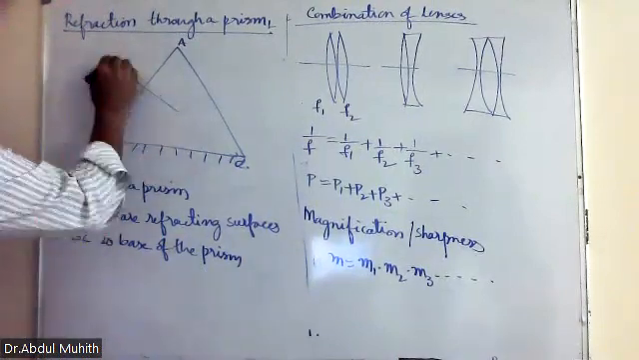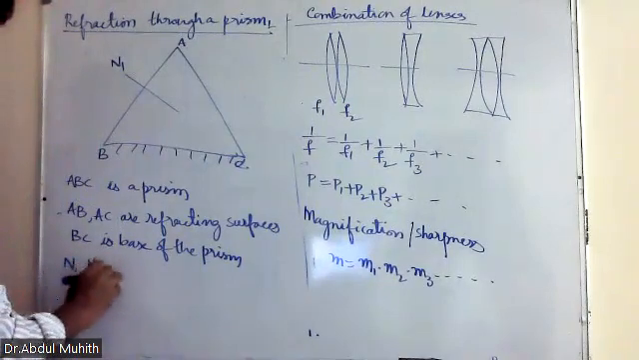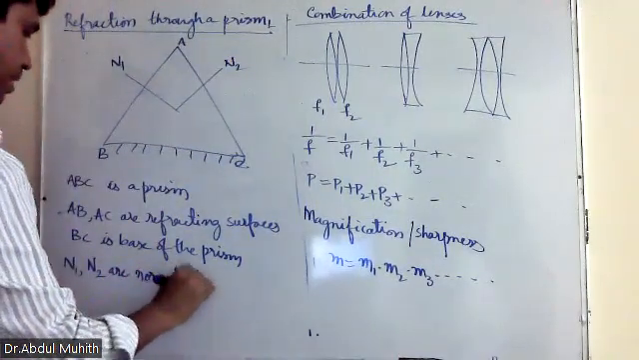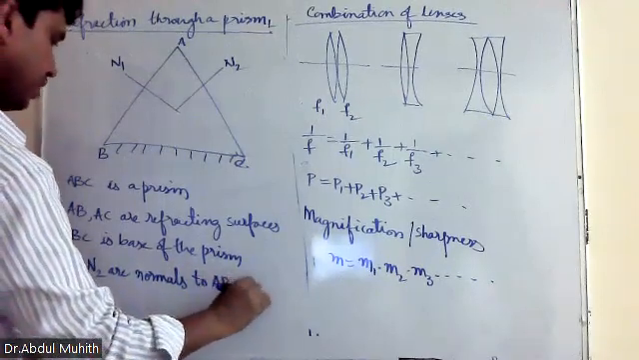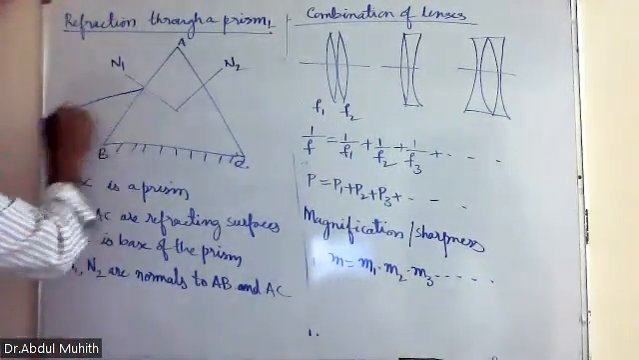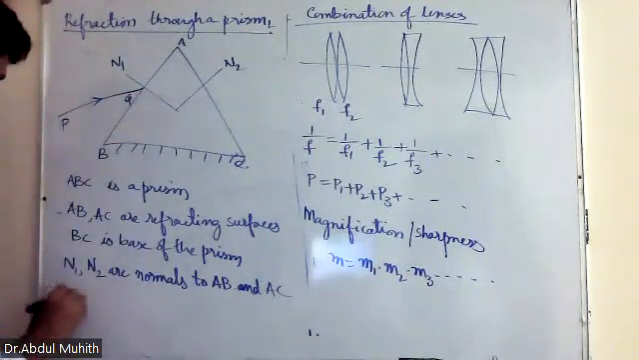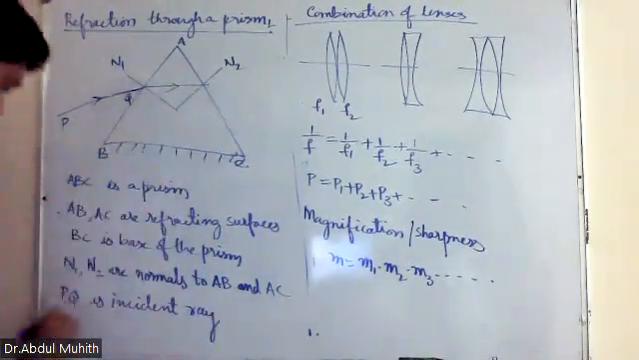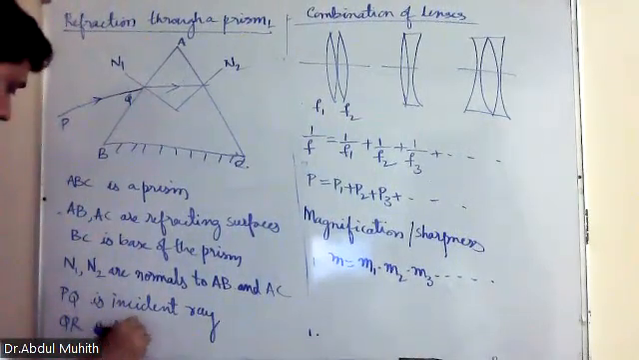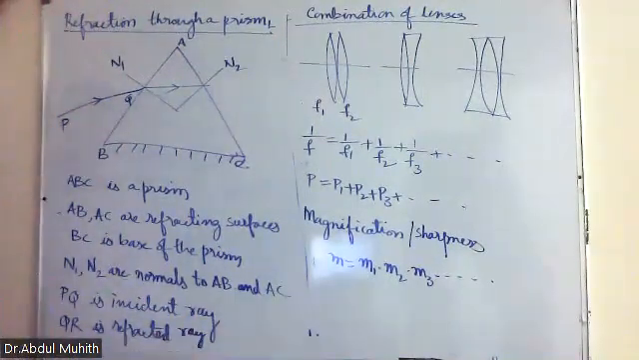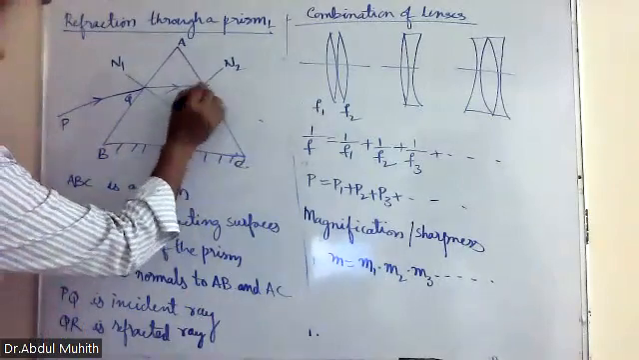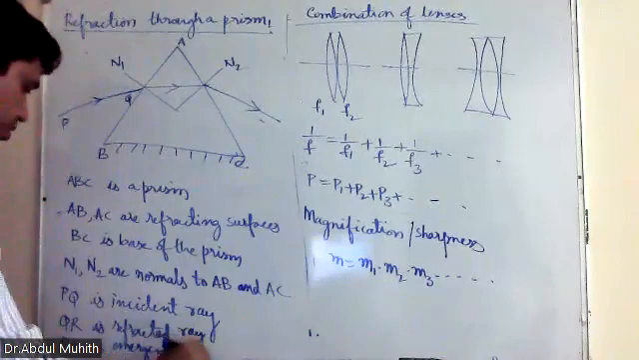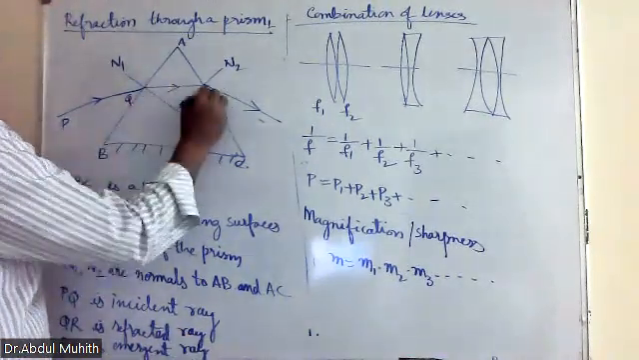Now, here N1 and N2 are normals to AB and AC respectively. Now, here PQ is the incident ray. Then QR is the refracted ray. And RS is what? RS is the emergent ray.